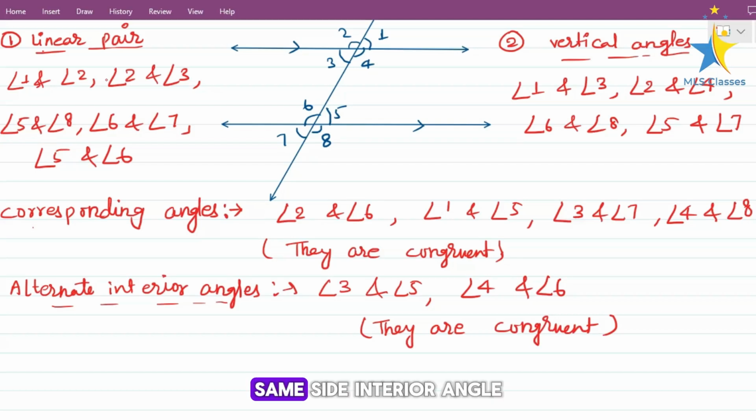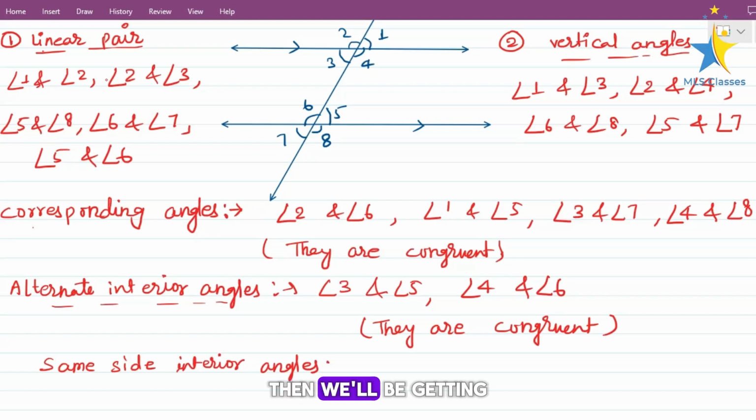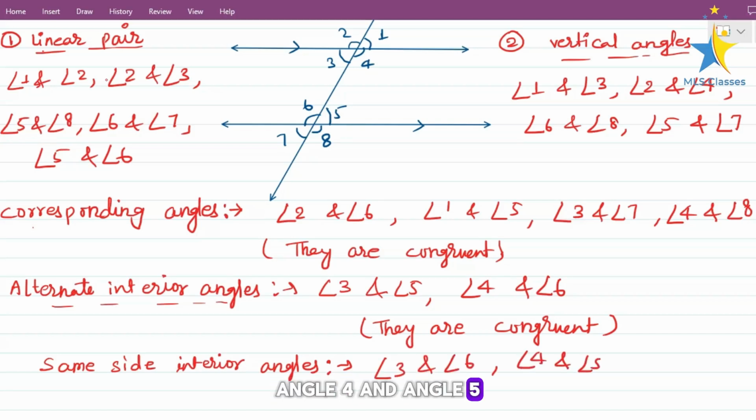Next, same side interior angles. As you can see, the same side interior angles are 3, 6 and 4, 5. So angle 3 and angle 6, angle 4 and angle 5. The property of these is that they are supplementary. That means the sum of them will be 180 degrees, like a linear pair.